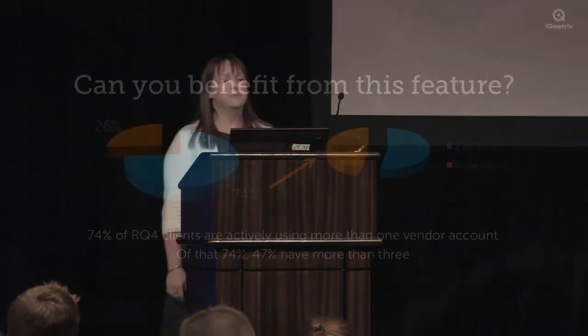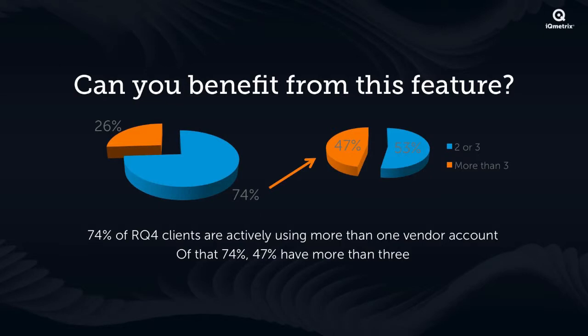This is, of course, important for clients with multiple carriers or even with multiple vendors. So especially if you're a large client, you may have a significant amount of income coming from partner vendors like handset protection, handset trade-in, bill payment processors. So this is extremely important to help you manage that. Can you benefit from this feature? 74% of our client databases are actively using more than one vendor account. So more than one vendor that you're receiving commission from in some form. Of that 74%, 47% have more than 3. So a lot to manage there.